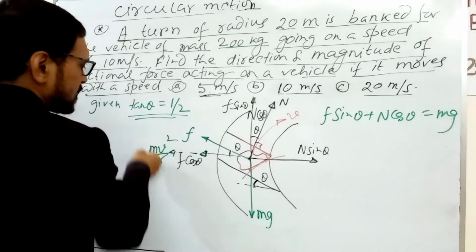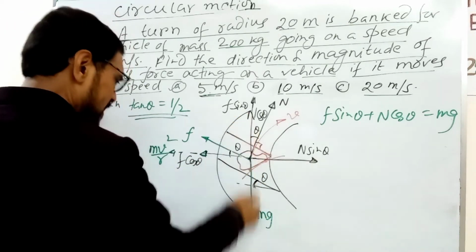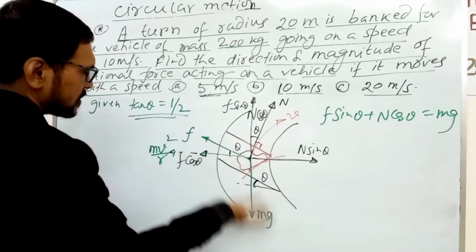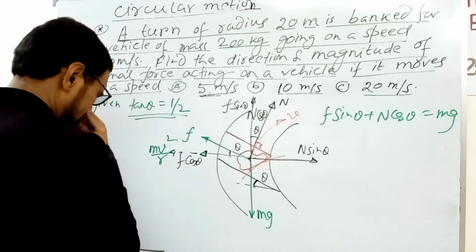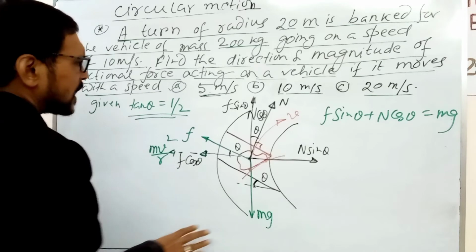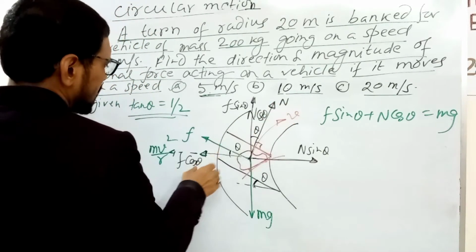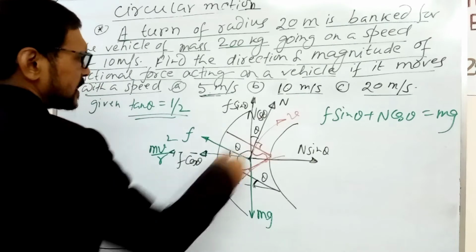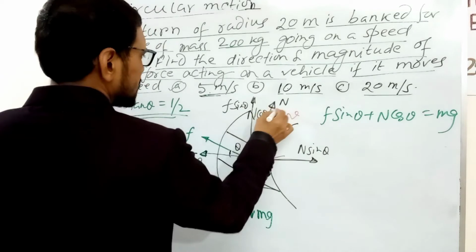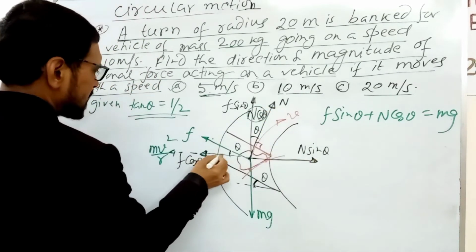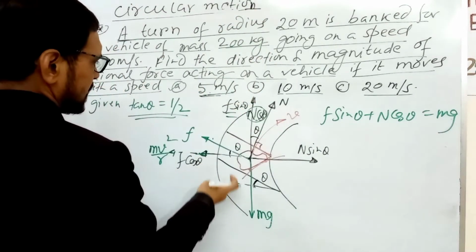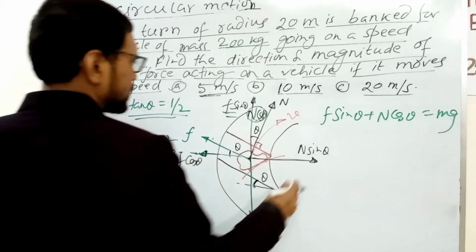Weight acts vertically, centrifugal force acts horizontally. These forces are not required to be resolved; only n and f have to be resolved along horizontal and vertical directions. So n gives n cos theta and n sin theta, and f gives f cos theta and f sin theta. Now this plus this balances the weight, and mv square by r plus f cos theta balances the n sin theta.